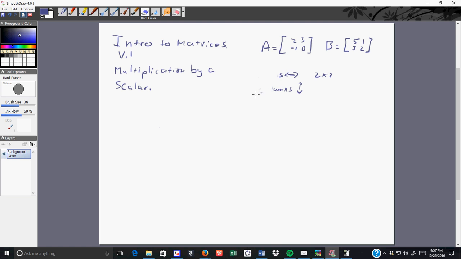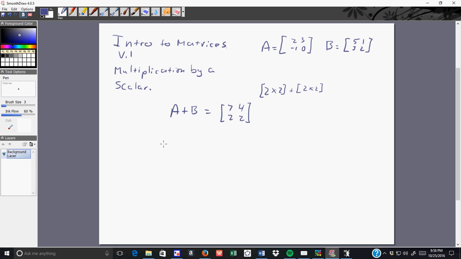So what I do want to show you is this. Matrix addition is pretty easy. If I said, what is A plus B? You would simply add all the values in A to their corresponding values in B, which would mean 2 plus 5 is 7, negative 1 and 3 is 2, 3 and 1 is 4, and 0 and 2 is 2. And in order to add two matrices, they have to have the same dimensions. It's a 2 by 2 plus a 2 by 2, all right? So that's how it works.